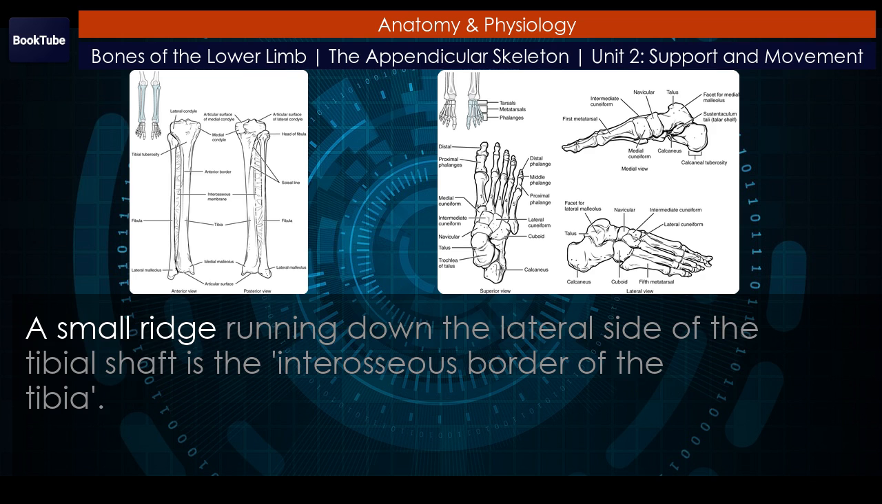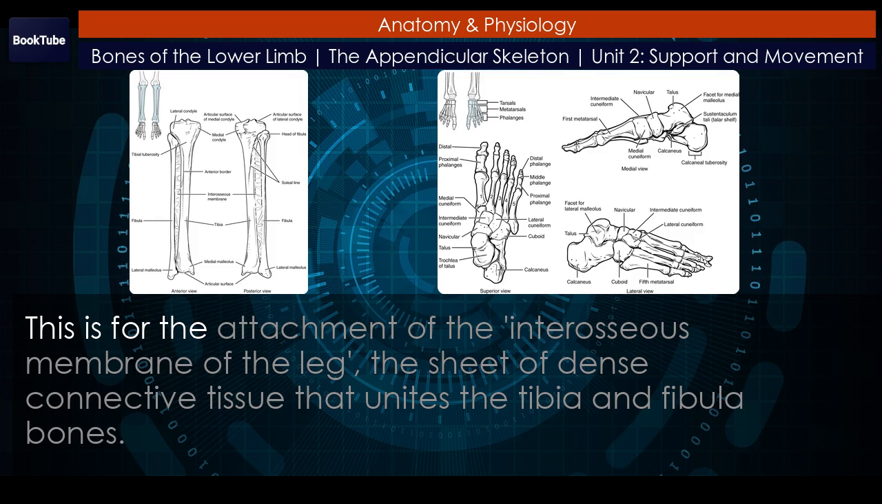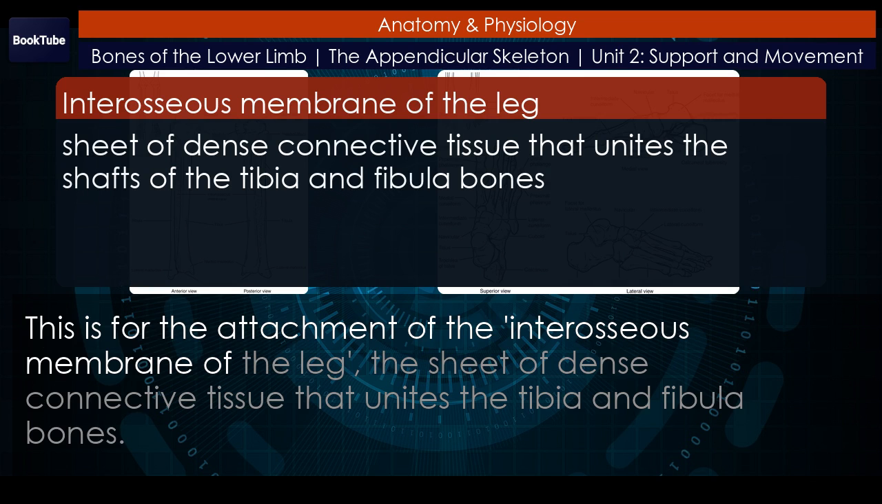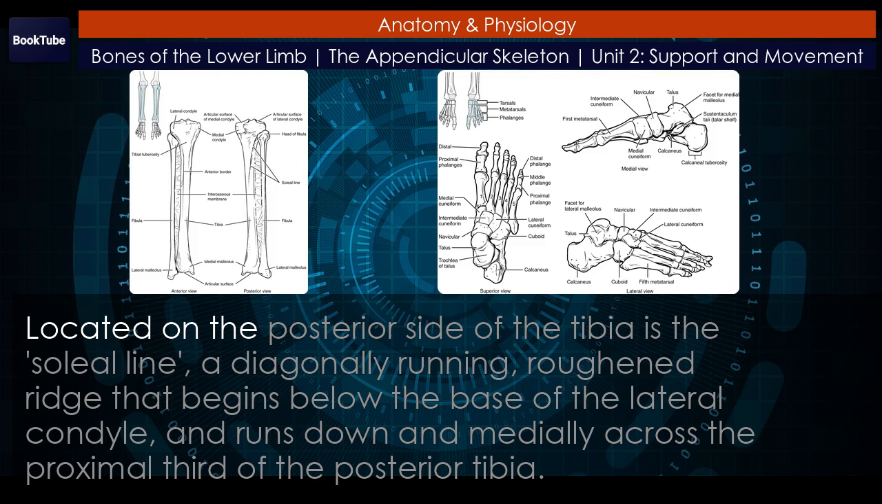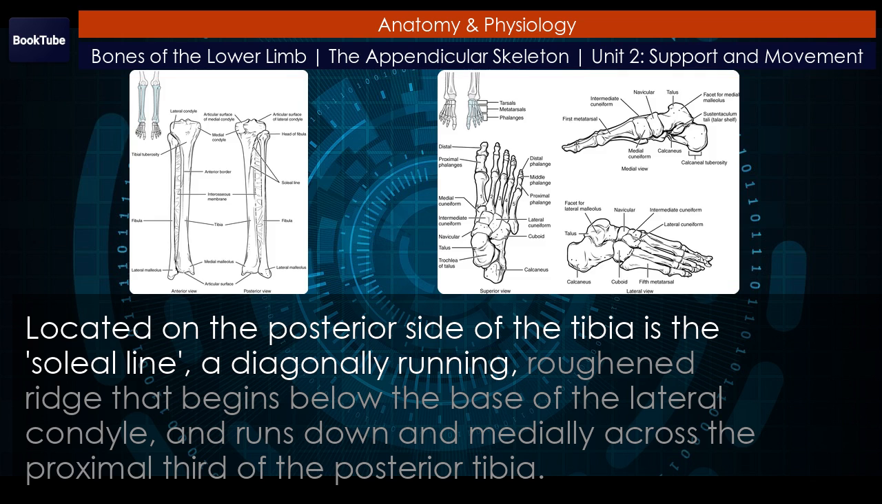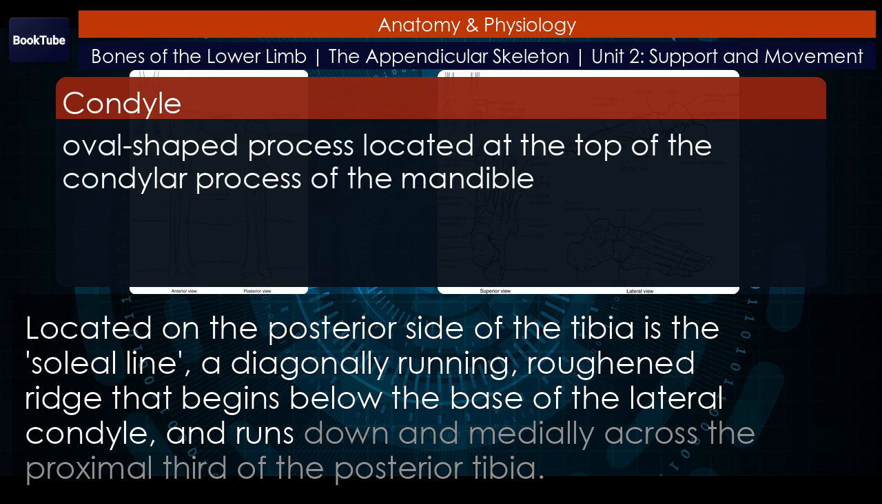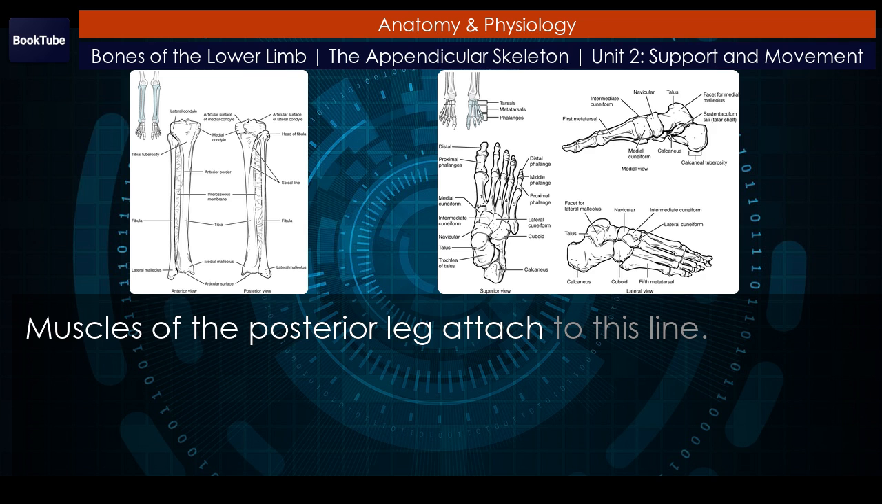A small ridge running down the lateral side of the tibial shaft is the interosseous border of the tibia. This is for the attachment of the interosseous membrane of the leg, the sheet of dense connective tissue that unites the tibia and fibula bones. Located on the posterior side of the tibia is the soleal line, a diagonally running, roughened ridge that begins below the base of the lateral condyle and runs down and medially across the proximal third of the posterior tibia. Muscles of the posterior leg attach to this line.